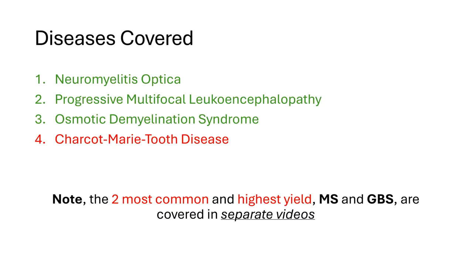Welcome. In this lecture, we'll be discussing demyelinating diseases. These will be the primary diseases covered in this lecture, with the first three, highlighted in green, covering the central nervous system pathologies, and the last one, CMT disease, highlighted in red, will be covering the only peripheral nervous system pathology in this lecture. Please note that the two most common and highest yield for the purposes of exams, multiple sclerosis and Guillain-Barré syndrome, are covered in separate videos and will not be discussed in great length in this lecture.